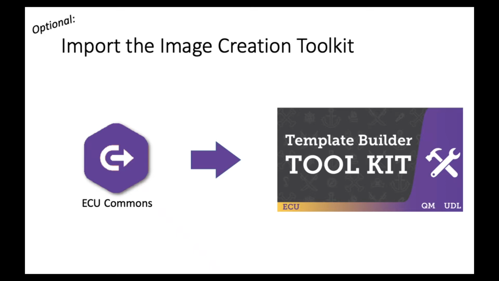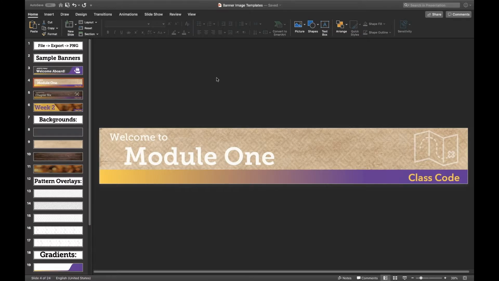One of the best ways to have your course really stand out is to add images, especially images that you've created. In this lesson, we're going to learn how to use PowerPoint to export images for our course. To follow along with this example, go to ECU Canvas Commons and download the Template Builder Toolkit. It'll contain the files that you need, including the banner image template file that I'm using right now.